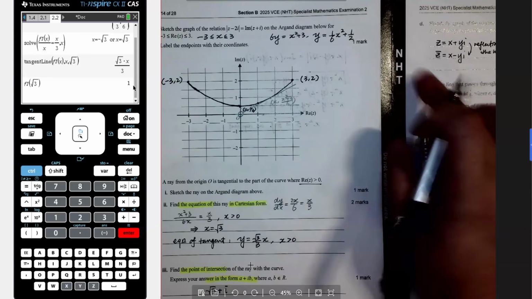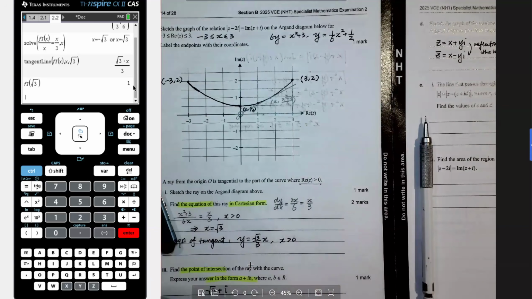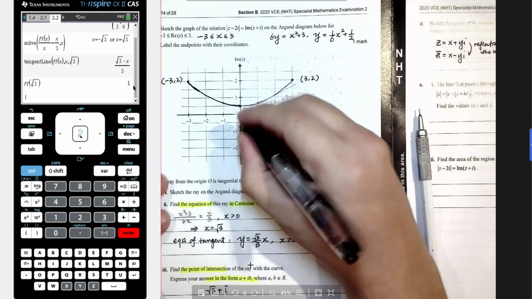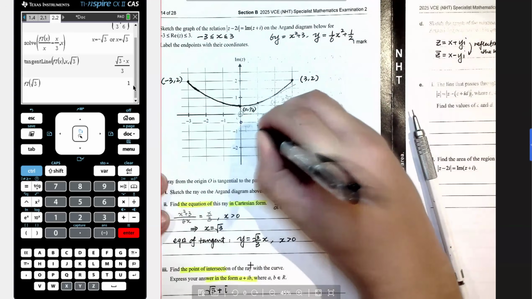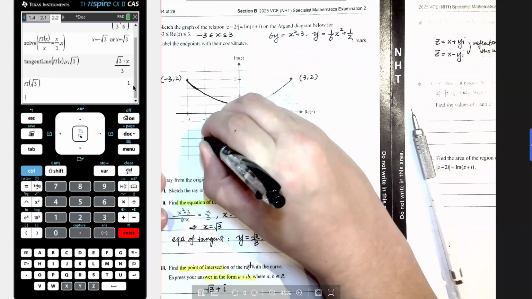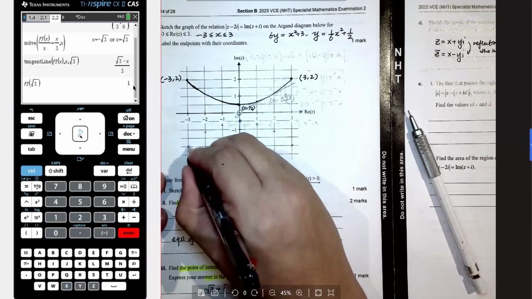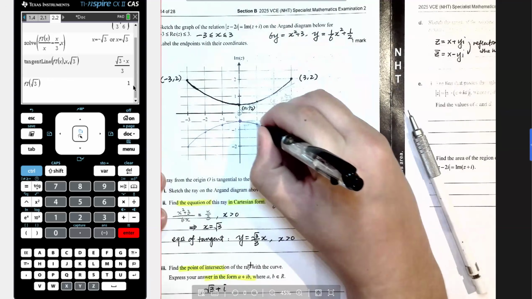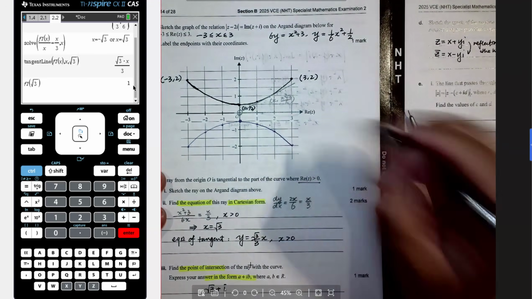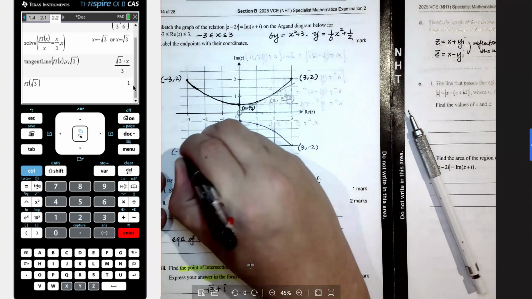Okay, so I need to go back to part D and sketch this one on the Argand diagram here. I use a different color. Zero half becomes 0 minus half. And here, here, and here. Okay, so this is 3, minus 2. This is minus 3, minus 2.